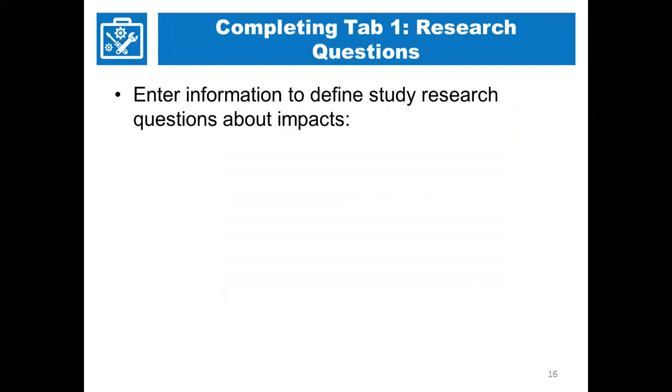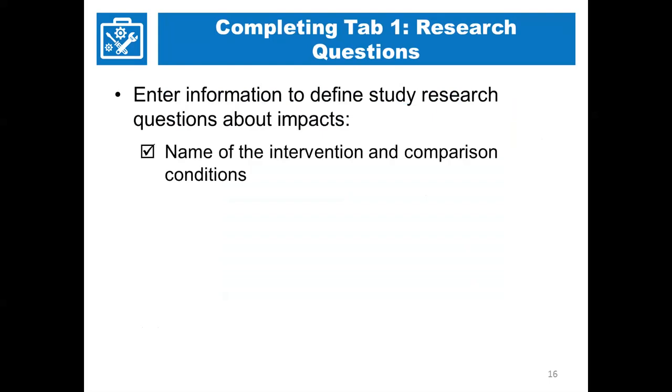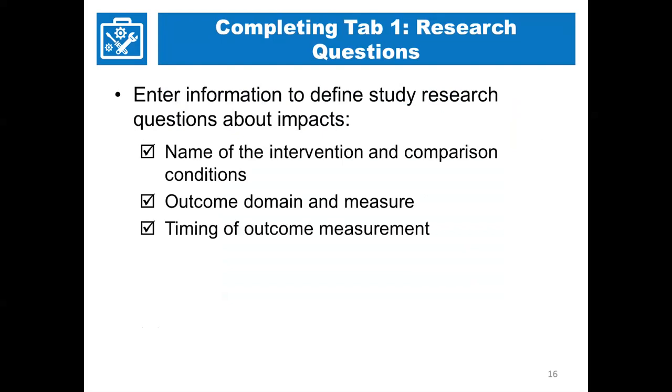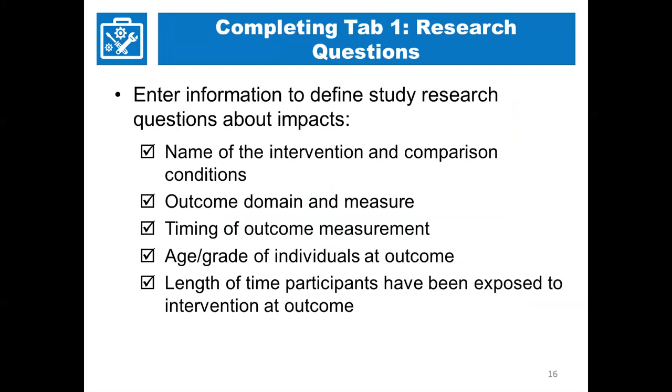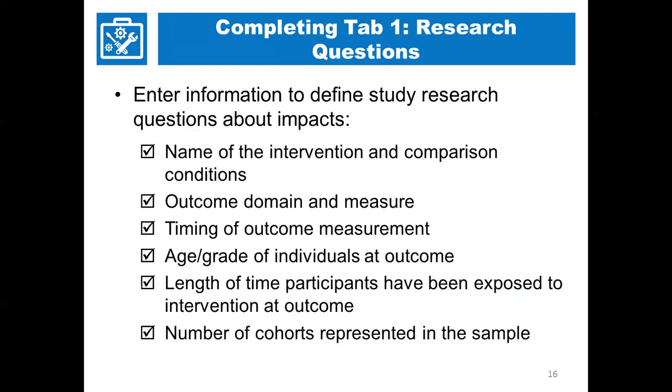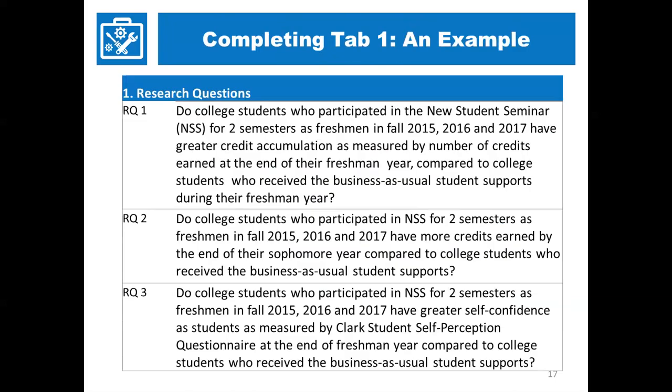On this tab for research questions, we recommend entering information about the name of the intervention and the comparison conditions, the outcome domain and measure, the timing of the outcome measurement, the age and grade of the participants at the time of the outcome measurement, and the length of exposure at the time of the outcome measurement. Also, if it's a study that has multiple cohorts, we recommend that also as part of the research question.